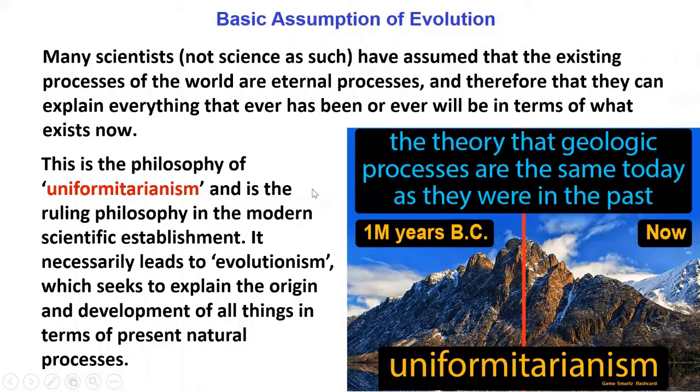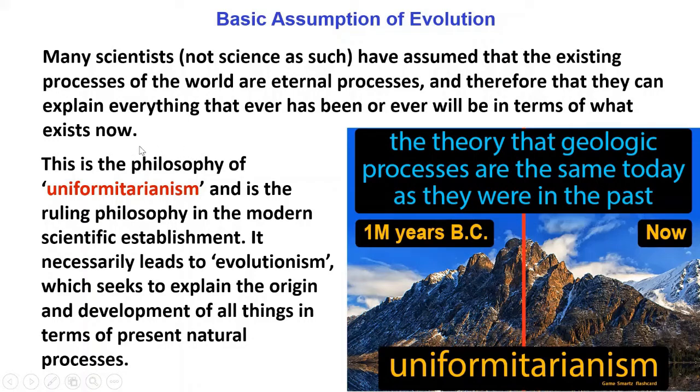Okay, so we explore further some of the other things that they say. And here's a very important premise. To them it's scientific, but it's actually an assumption. So the basic assumption of evolution: many scientists, not science, have assumed that the existing processes of the world are eternal. Whatever is happening in the world is eternal, and therefore they can explain everything that ever has been or ever will be in terms of what exists now.